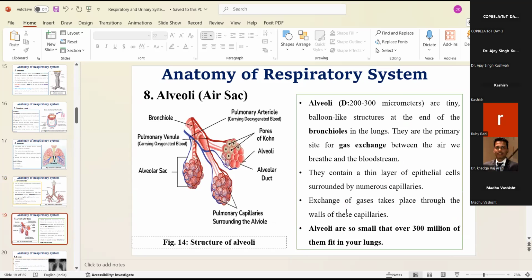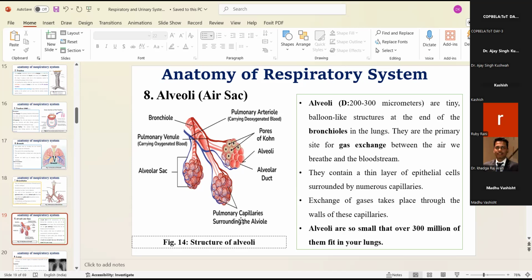The next part of the respiratory system is the air sac. It is also known as the alveoli, and you can see in this diagram that it is surrounded by pulmonary capillaries. The diameter of this air sac is around 200 to 300 micrometers. That means it is a very tiny, balloon-like structure present at the end of the bronchioles. The main function of the air sac is the exchange of oxygen and carbon dioxide between the lungs and the bloodstream.